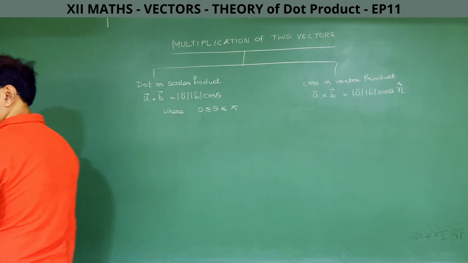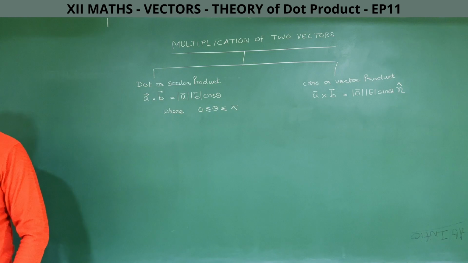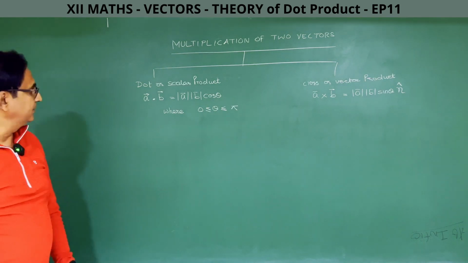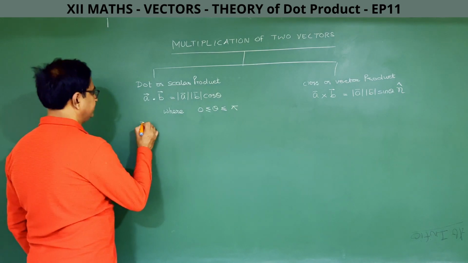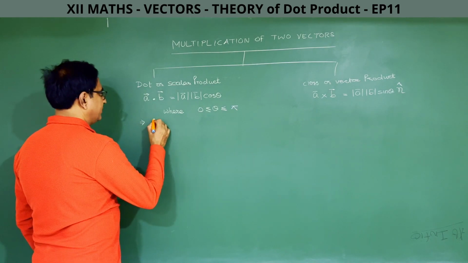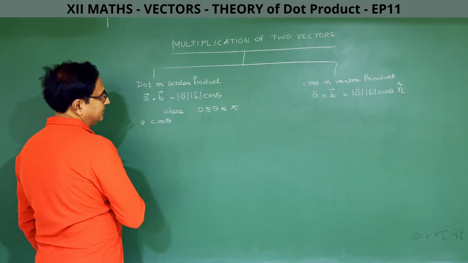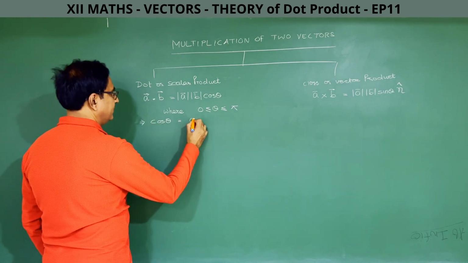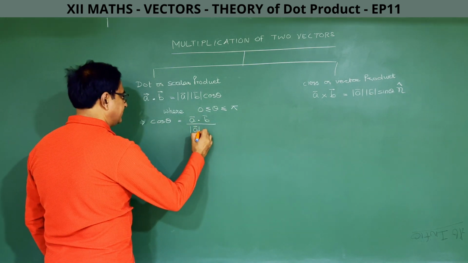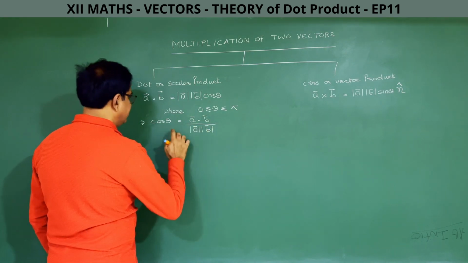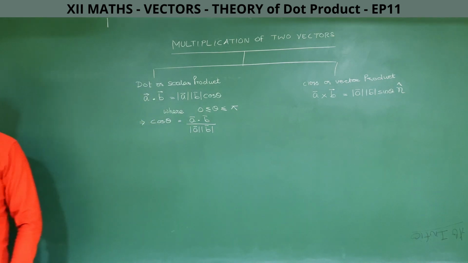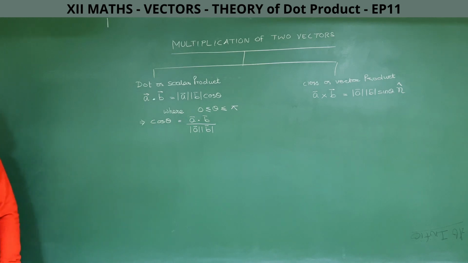So this side is a scalar and hence it is called scalar product. So you have the formula for A dot B: magnitude of A, magnitude of B into cos theta. Now what will be the formula for cos theta? We don't have to really learn it, you just rearrange it. So whenever you have to find the angle between two vectors, this formula you can use. Cos theta is A dot B divided by magnitude of A and magnitude of B.